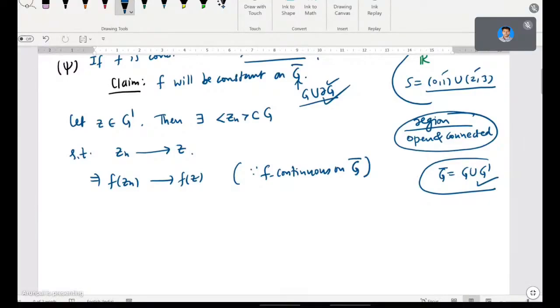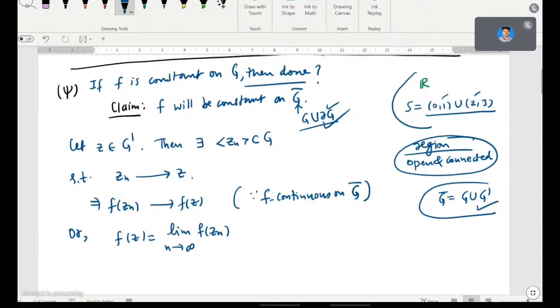Is this okay? Or I can write it like this, class: f of z is equal to the same expression. Now see, I have said that f is constant on G. I have assumed this, no? So if f is constant on G and these zn are coming from G, it means the value of f at all these zn will be just a constant. Suppose that constant is alpha.